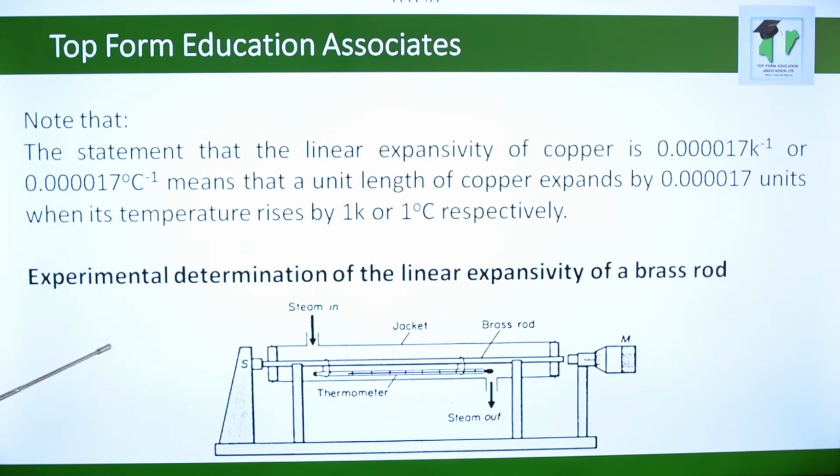I want to look at the experimental determination of the linear expansivity of brass. Here is the apparatus we use in determining this. We have a thermometer inside, a jacket covering the brass rod, here is where the steam is gotten, the steam inlet, and then steam going out. As we go ahead, we will know what this apparatus is all about.